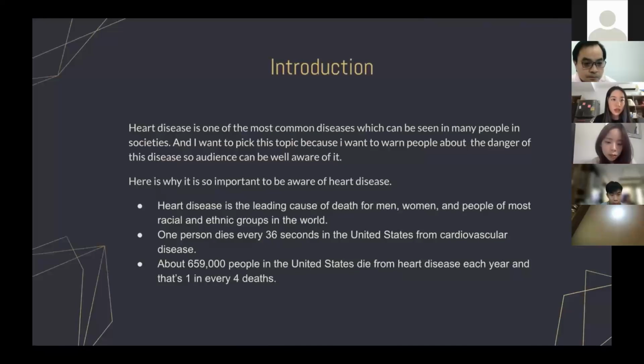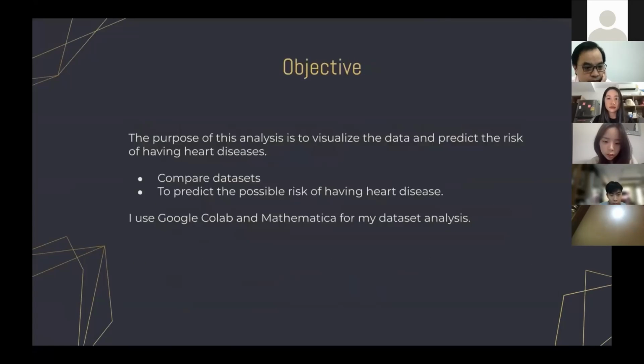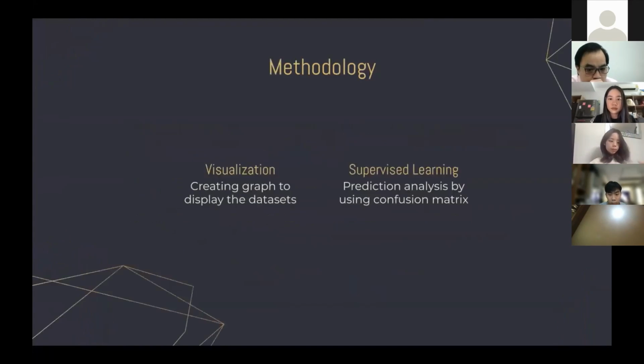Now my introduction. Heart disease is one of the most common diseases seen in many people around the world. I picked this topic because I want to warn people about the danger of this disease so the audience can be well aware of it. The lower part is why it is so important to be aware of heart disease. My objective: the purpose of this analysis is to visualize the data and predict the risk of having heart disease by comparing data sets to each other. I use Google Colab and Mathematica for my dataset analysis.